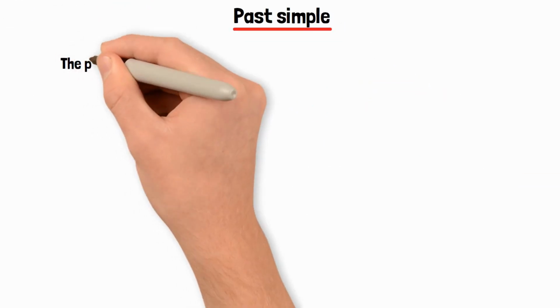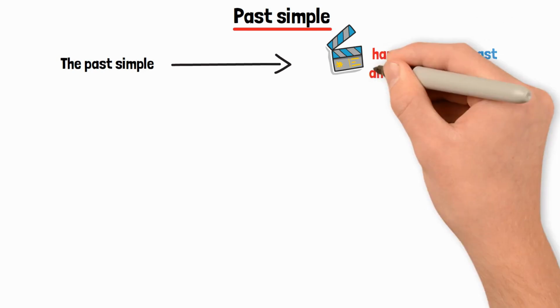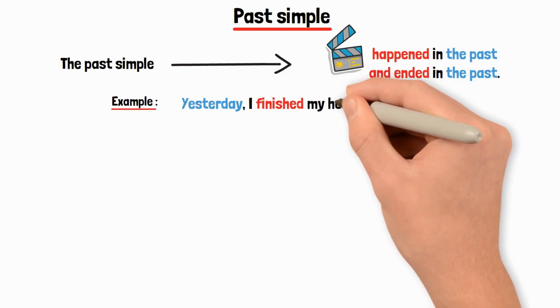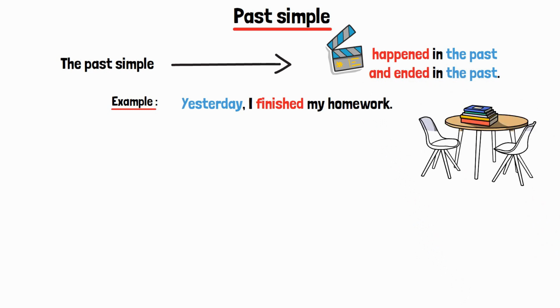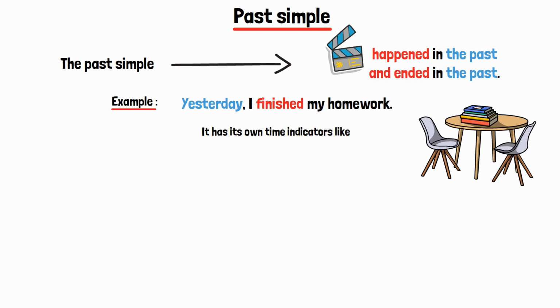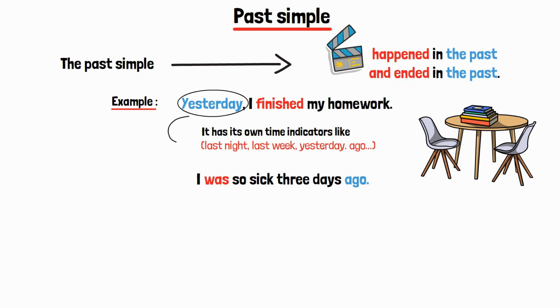The past simple is used to talk about an action that happened in the past and ended in the past. Yesterday, I finished my homework. It has its own time indicators like last night, last week, yesterday, ago. I was so sick 3 days ago.